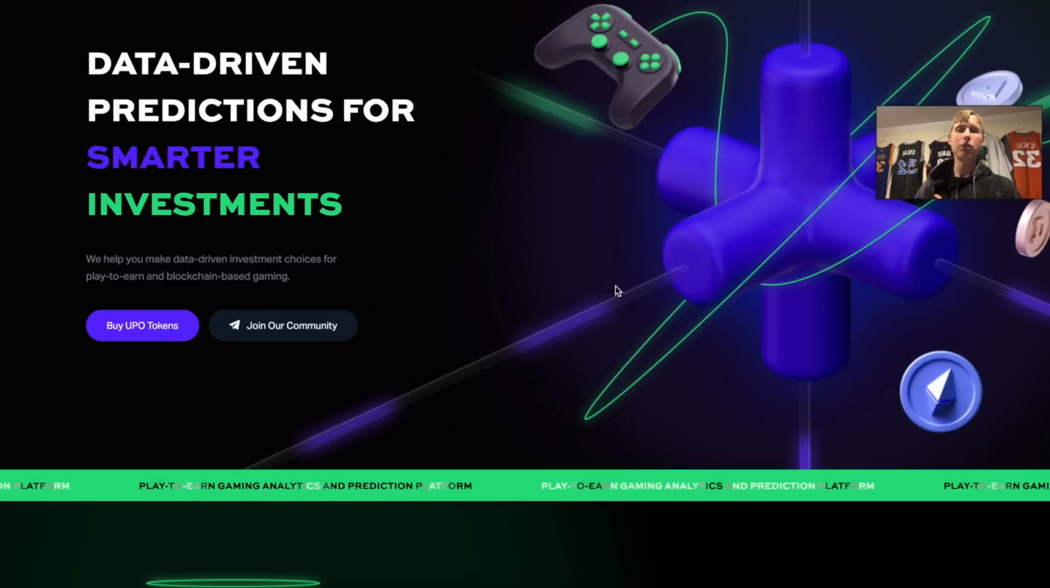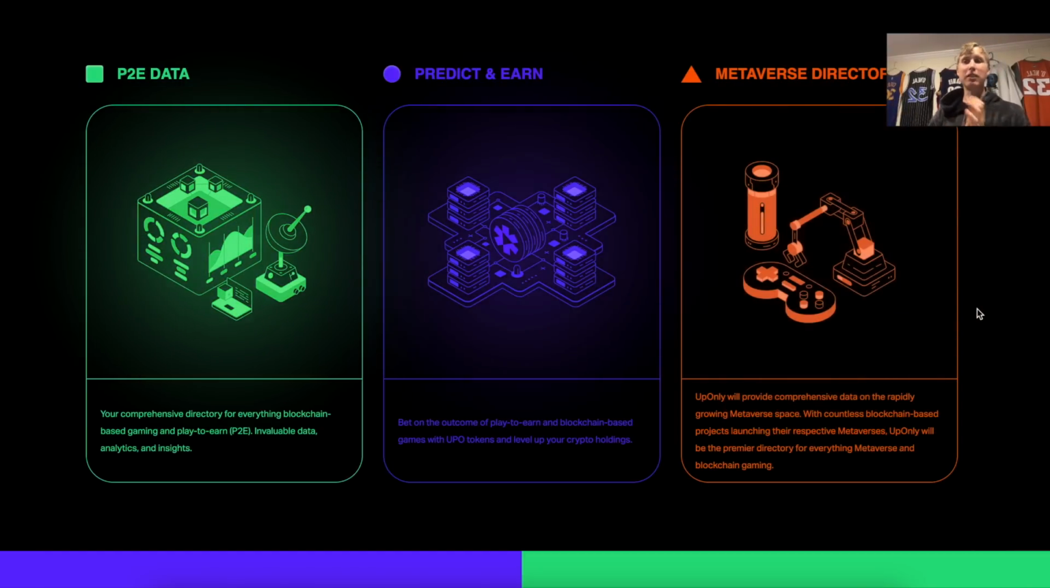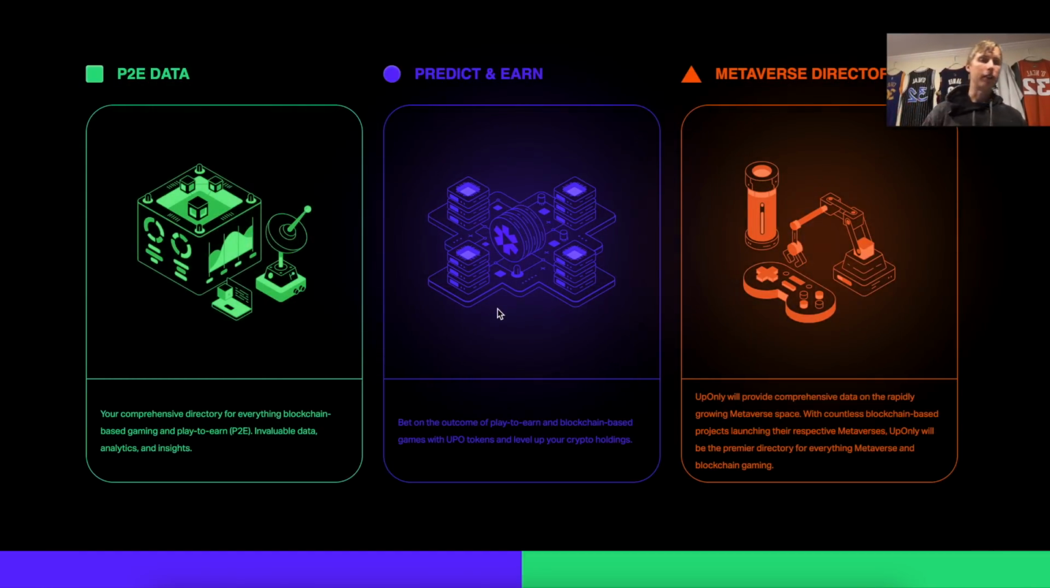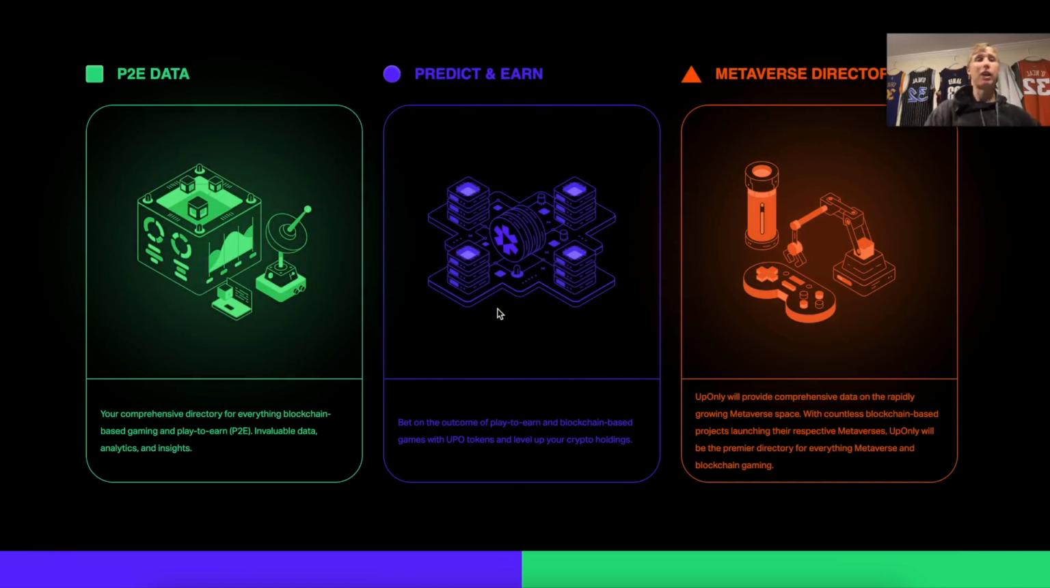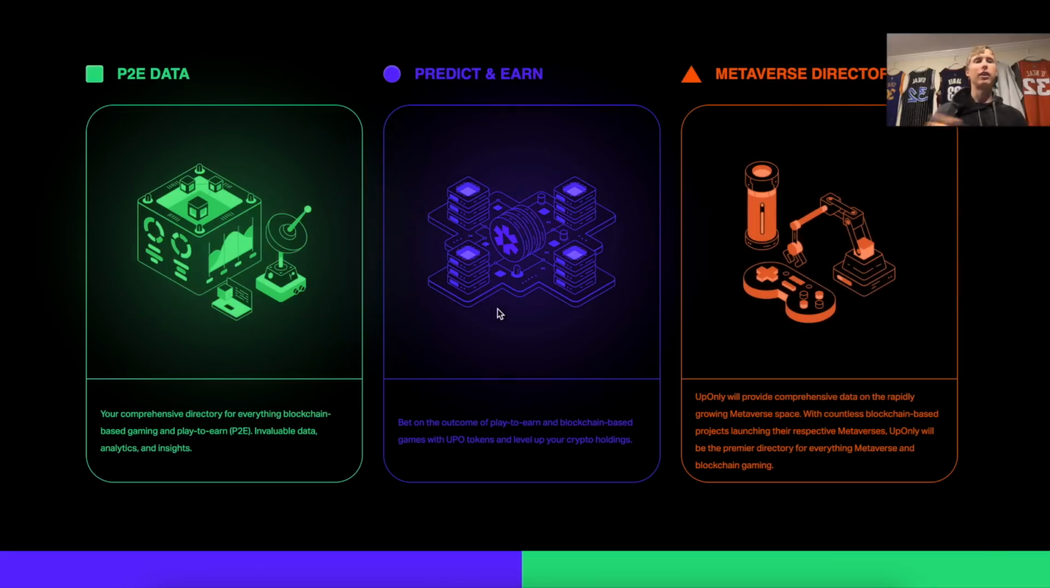And how do they do this? They do this with the UPO token. So as you guys can see here, this is a quick layout of what the site is like. You got play-to-earn data. So this is basically giving you all the data like, hey, we've gotten 1,000 users today, or we got 10,000 daily users every single day, and they're going nuts.